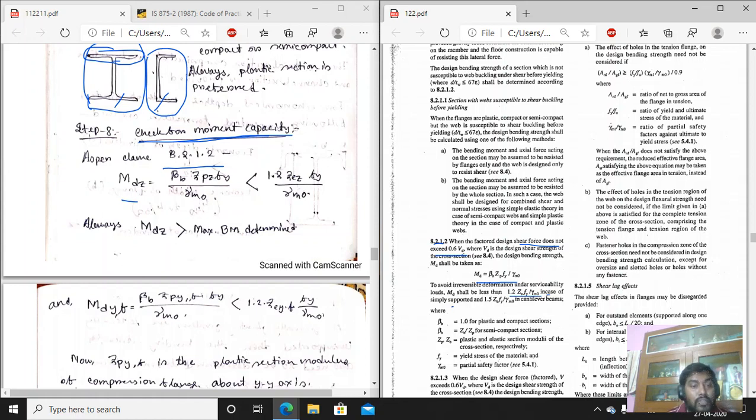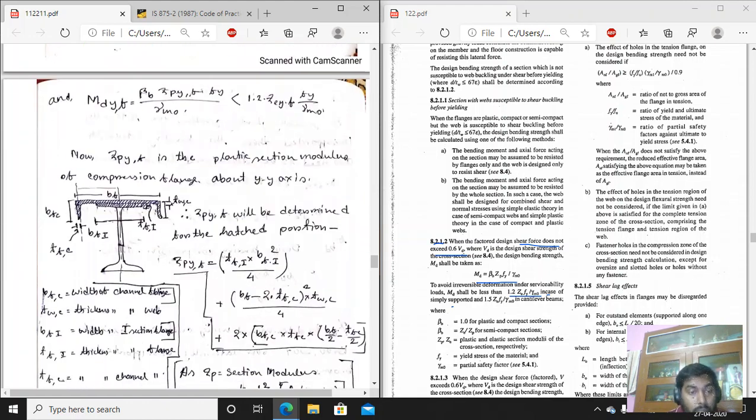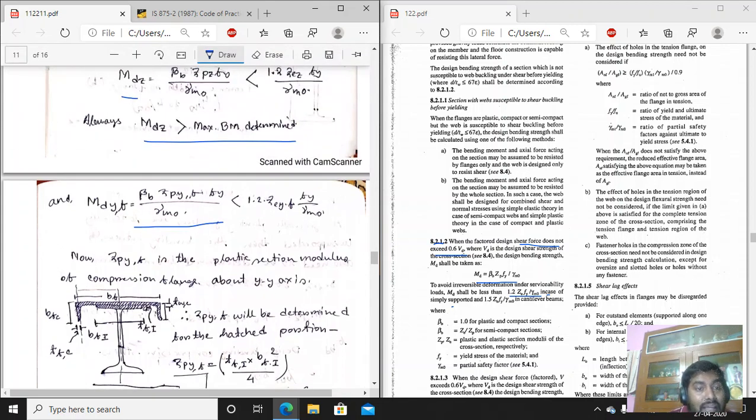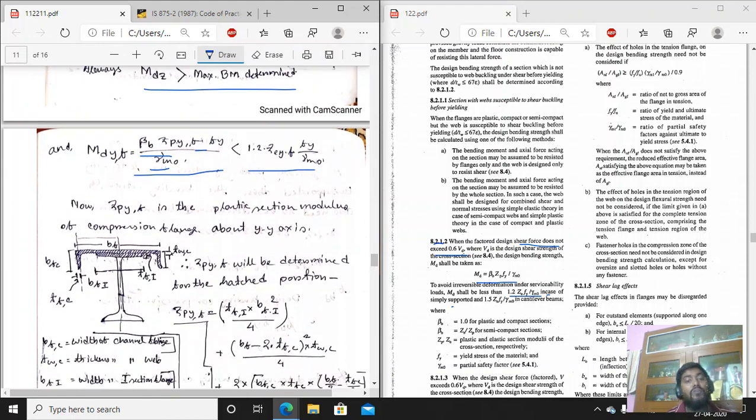So MdZ should always be greater than the maximum bending moment determined. Now, MdYF means the moment capacity of the flange member only, in the y direction. So this is the formula to determine that: Beta B ZpYF Fy by gamma M0, and it should be less than 1.2 ZYF Fy by gamma M0.